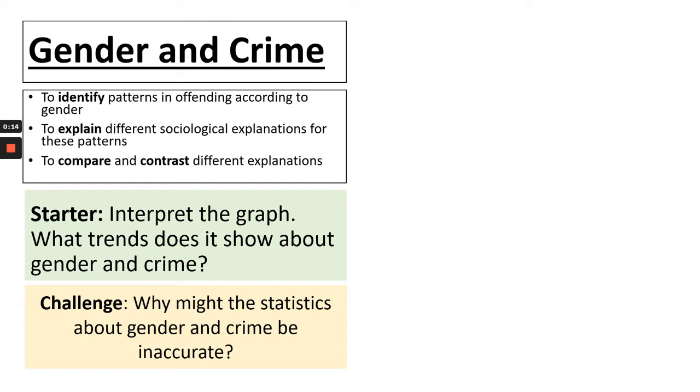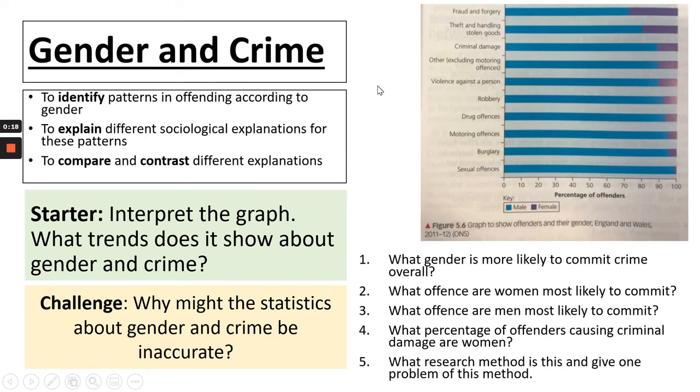So firstly, what I'd like you to do is to interpret the graph for the starter activity. On the right hand side we've got a graph that shows the percentage of offenders according to the type of offence and the gender of the offender. So blue is male and purple female. So firstly, I'd like you to answer those questions.